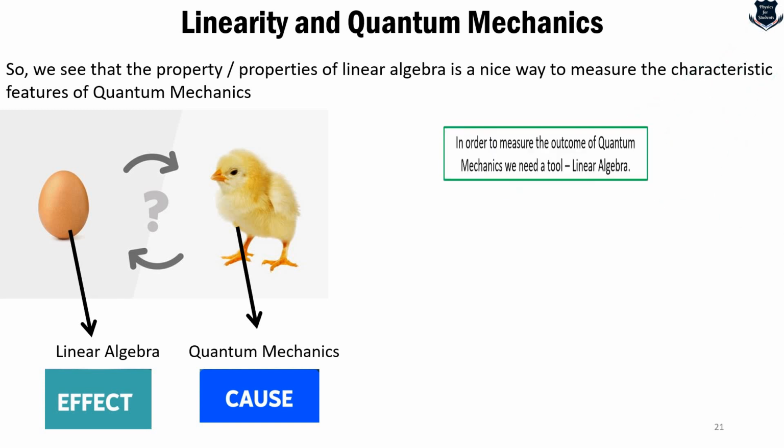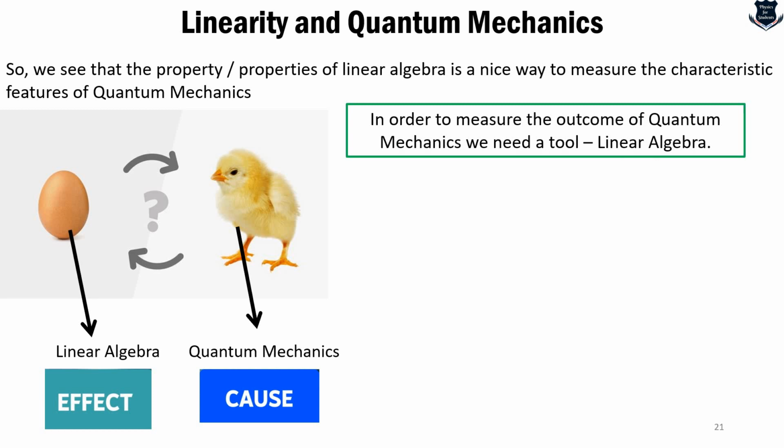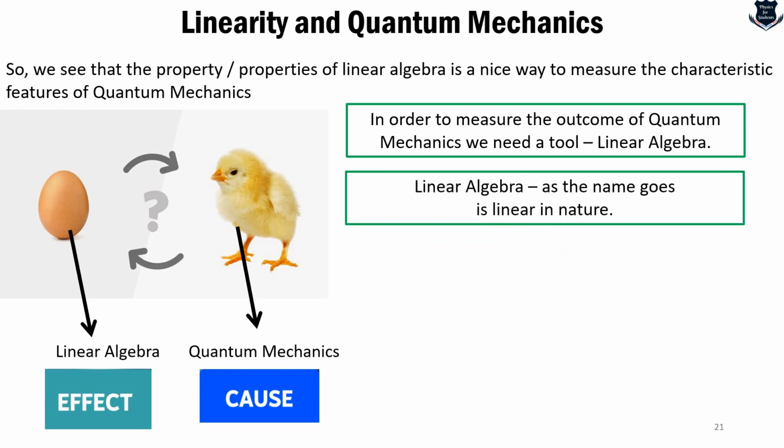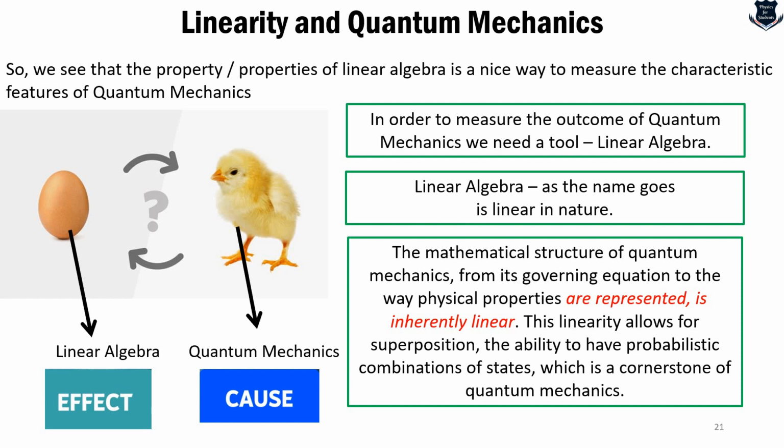So overall, from here we can say that in order to measure the outcome, whatever it shows in quantum physics, we need a tool, and that is linear algebra. And linear algebra, as the name goes, is linear in nature, and the mathematical structure of quantum mechanics, from its governing equation that we will see soon to the way physical properties are represented, is inherently linear. And this linearity allows superposition, the ability to have probabilistic combination. From here we can also say that the mathematical representation of linearity results in what is called superposition. We will explain it later in the video. This is how beautifully quantum mechanics and linear algebra are related.